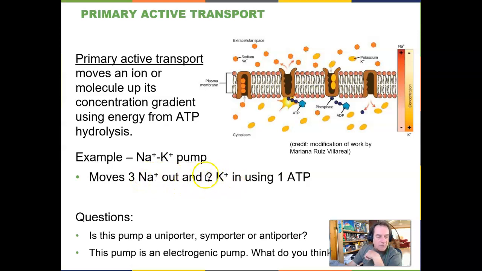And notice more positive out than positive in, so that alone tends to favor a negative charge inside the cell. Here's that negative, and a positive net charge outside of the cell, because we're always pushing out more positive than we're pulling in. And moving those 5 atoms right there requires 1 ATP. So the question, is this pump uniport, symport, or antiport? Sodium out, potassium in. And it's an electrogenic pump. Genic means to generate, and electric means charge.